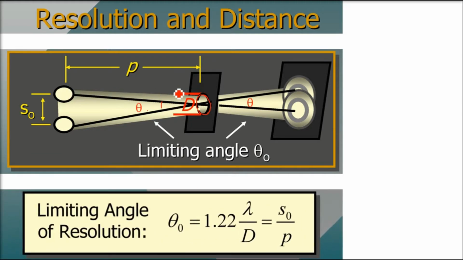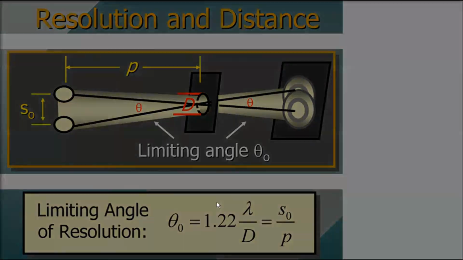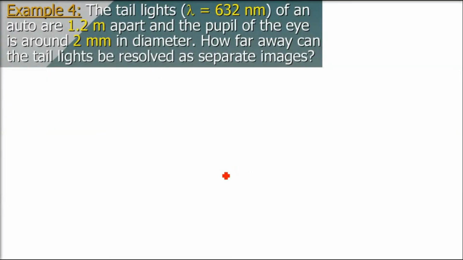So the limiting angle of resolution, 1.22 lambda by d, is equal to S by P, or you can call it S sub 0 by P. What is S0? The distance between the two objects. And what is P? The distance of these objects from the lens or the optical instrument. Okay, let us take this formula. Using this formula, let us go to a question.